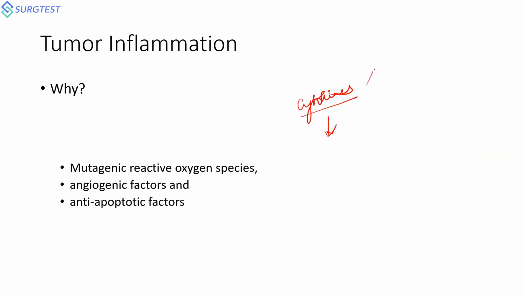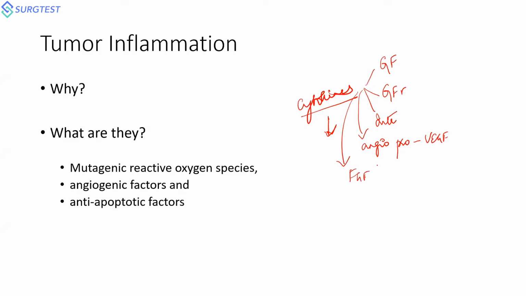The cytokine can be a growth factor. The cytokine can be a growth factor receptor. The cytokine can be an intracellular signaling molecule. The cytokine can be an angiogenic promoter. An angiogenic promoter example would be your VEGF. It can help in extracellular matrix deposition by FGF, fibroblast growth factor. So all these molecules are responsible for your tumor inflammation.